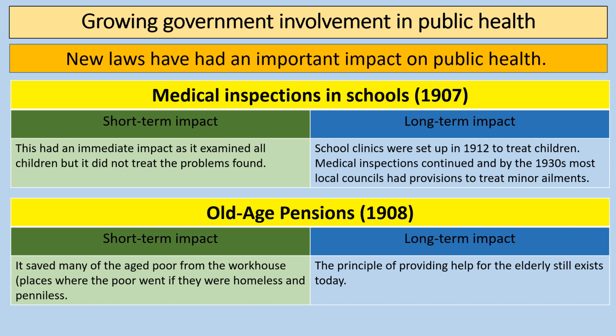Old age pensions were brought in 1908. It saved many of the aged poor from the workhouse, which were places where the poor went if they were homeless and penniless, and the principle of providing help for the elderly still exists today. So a really important event, the Old Age Pensions Act.